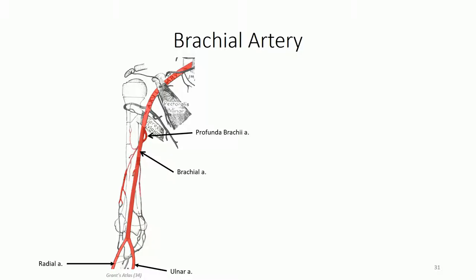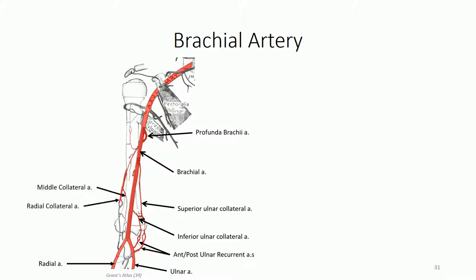The superior and inferior ulnar collateral arteries branch from the brachial artery, running posterior and anterior to the medial epicondyle respectively, to anastomose with the anterior and posterior ulnar recurrent. The middle collateral and radial collateral come off the profunda brachii artery, to anastomose with the radial recurrent and recurrent interosseous arteries.